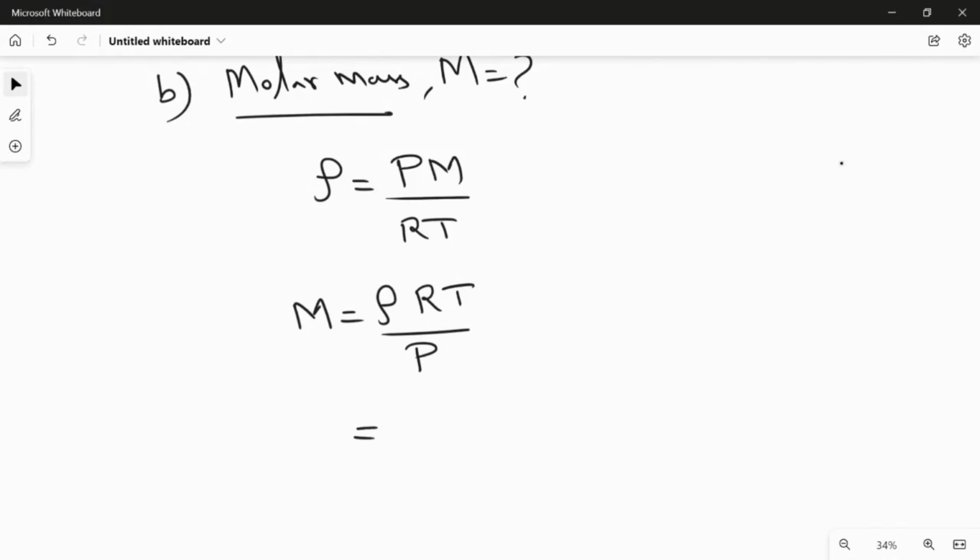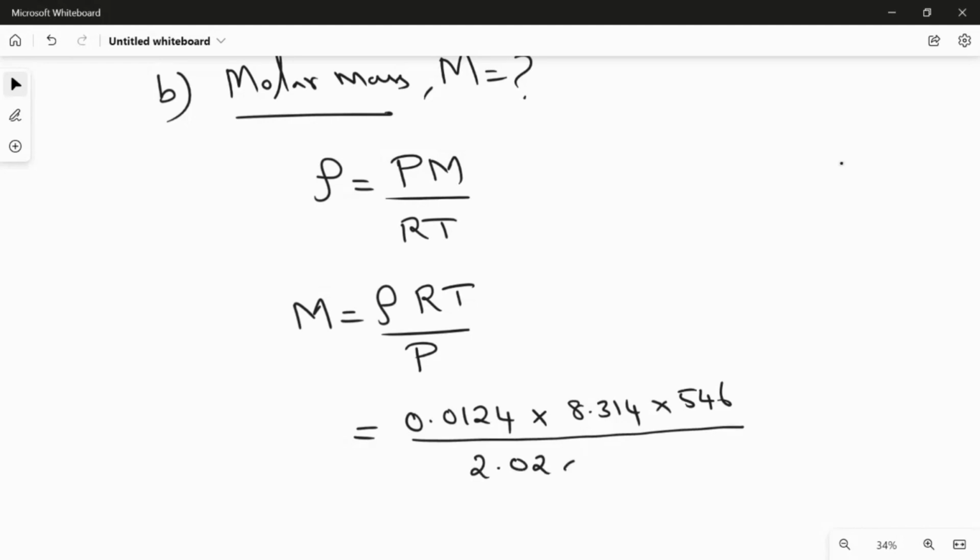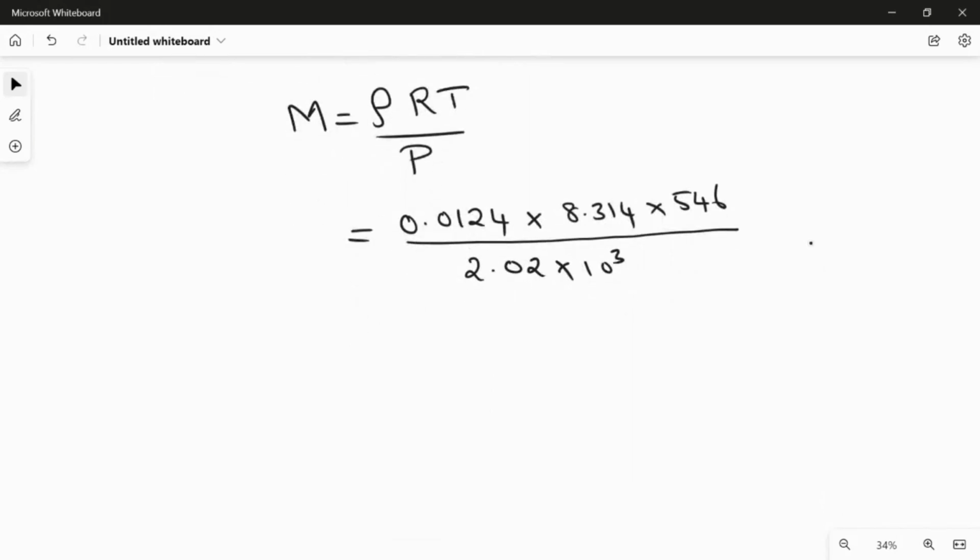Now we have all the values. I'm going to substitute the value for rho, 0.0124, which we already found in the first part, multiplied by the gas constant 8.314, multiplied by the temperature, which is already given in the question as 546, over the pressure. The pressure is given in terms of atm, which we already converted in terms of Pascal, and we got 2.02 multiplied by 10 power 3. If you calculate this, we will get the answer for the second question, which is the molar mass. What's the value for molar mass?